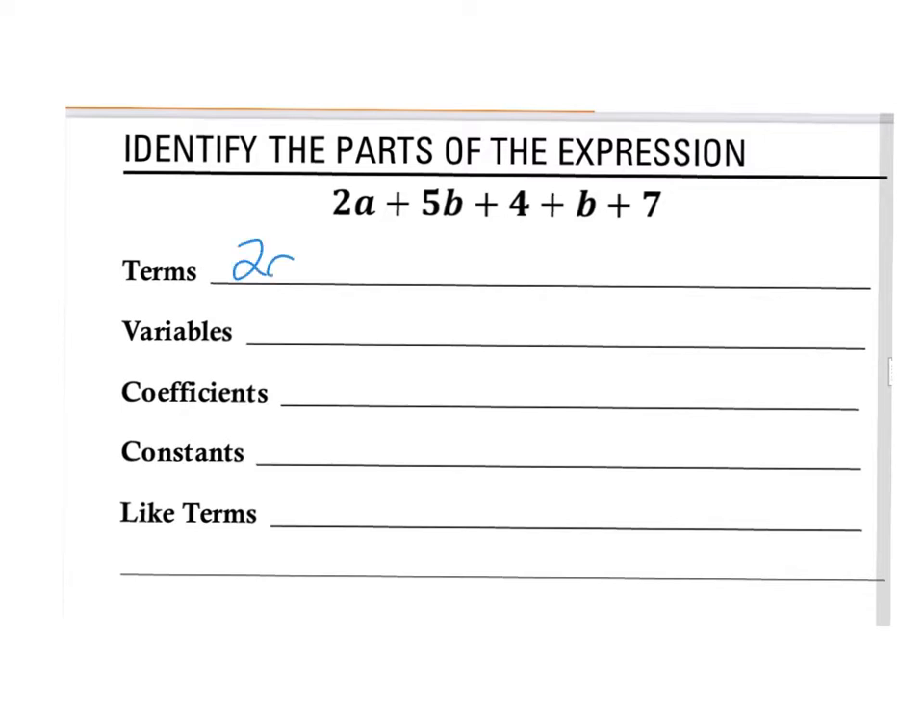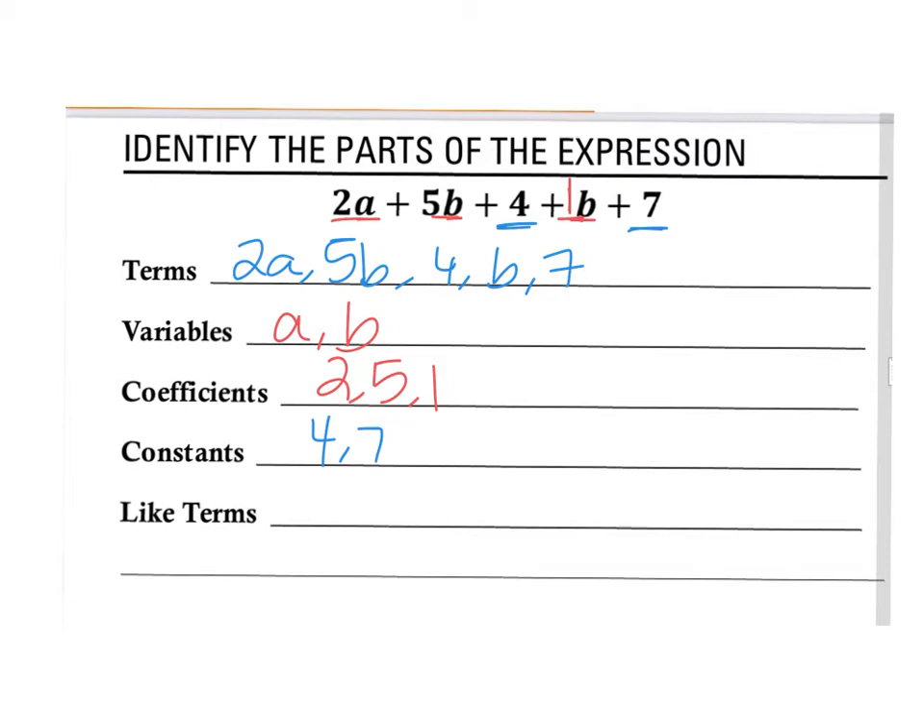So our terms are going to be all of the items: 2a, 5b, 4b, and 7. Our variables are going to be our letters that we see, so a and b are going to be our letters. We don't have to write b twice, we just have to write it once. For coefficients, those are going to be the numbers that accompany the letters or are next to those letters. So that would be 2, 5, and then don't forget there's a 1 in front of that b. Our constants, those are our constantly alones, our solo guys, so that would be 4 and 7.